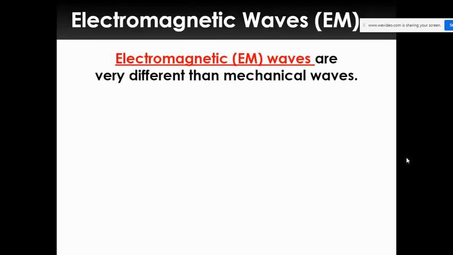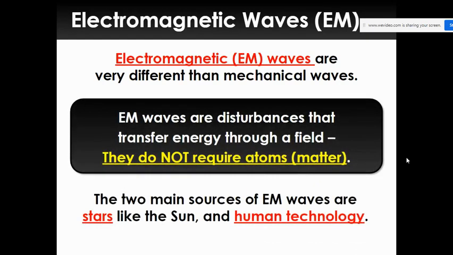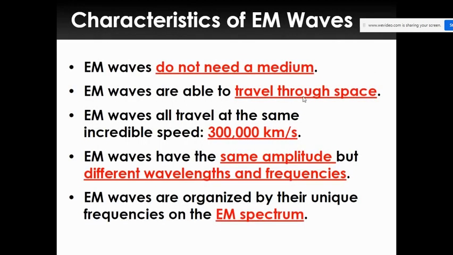So let's take a quick look at electromagnetic waves. They are different from mechanical waves in that they do not require any atoms to move through. The two main sources are stars, like the sun, as well as human technology. EM waves do not need a medium or a substance to travel through. They're able to travel through the vacuum of space. They all travel the same speed, which is the speed of light, 300,000 kilometers per second in a vacuum. They all have the same amplitude, but different wavelengths and frequencies. And they're organized by their unique frequencies on the electromagnetic spectrum.